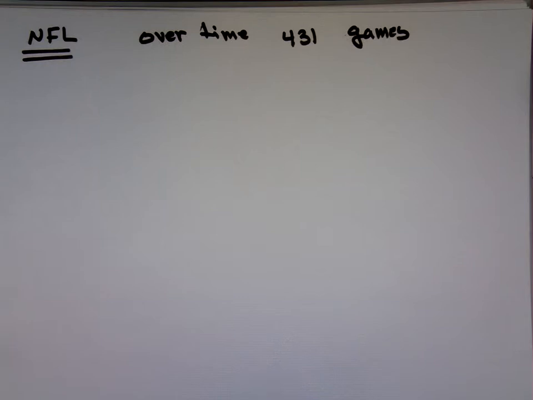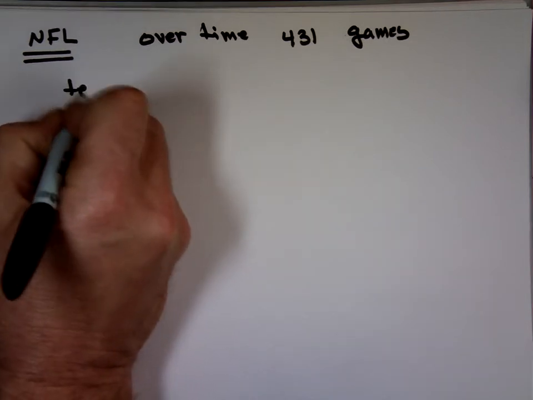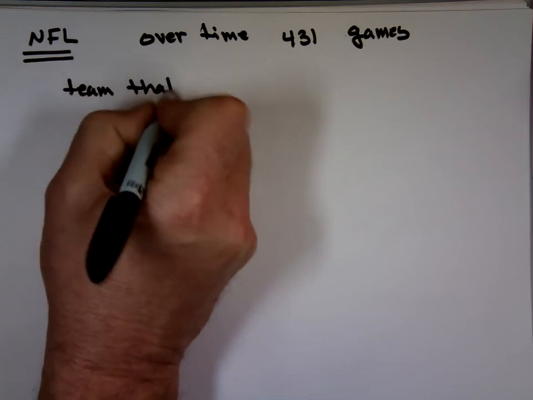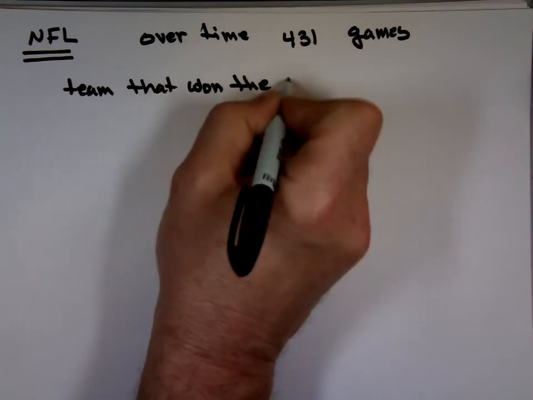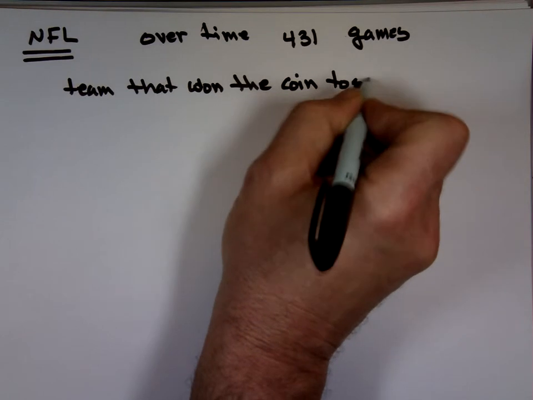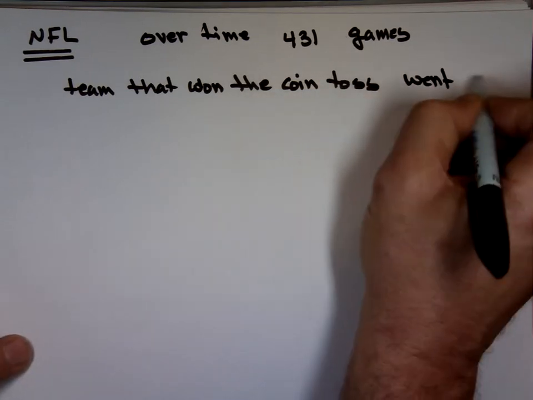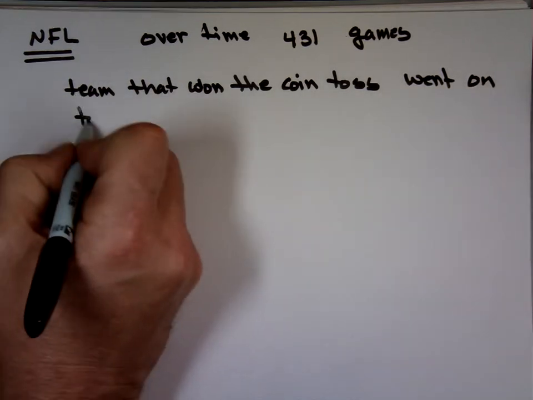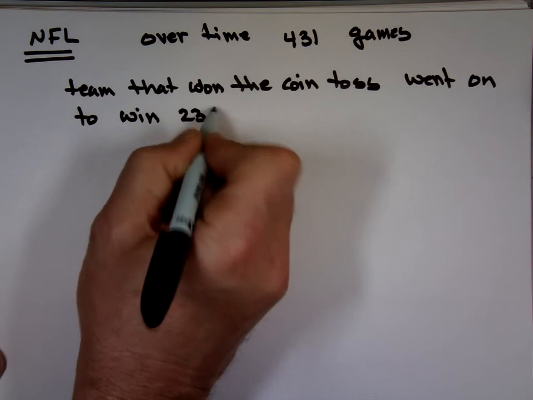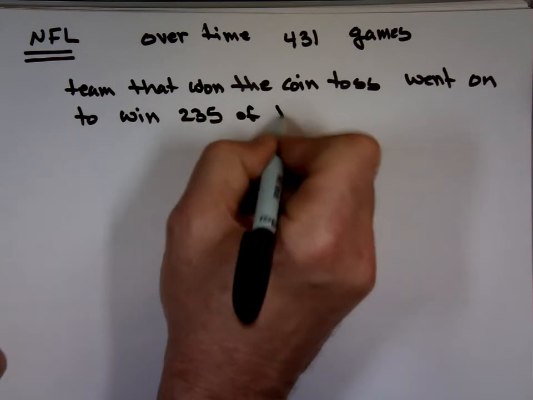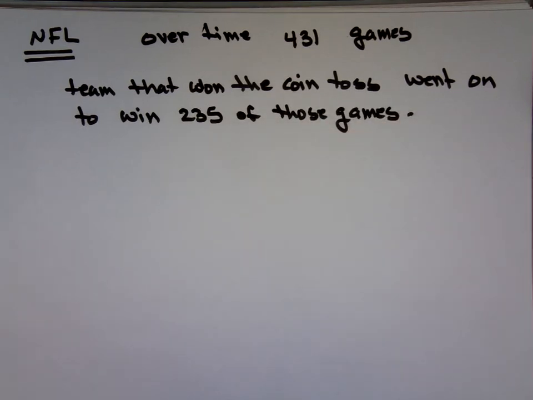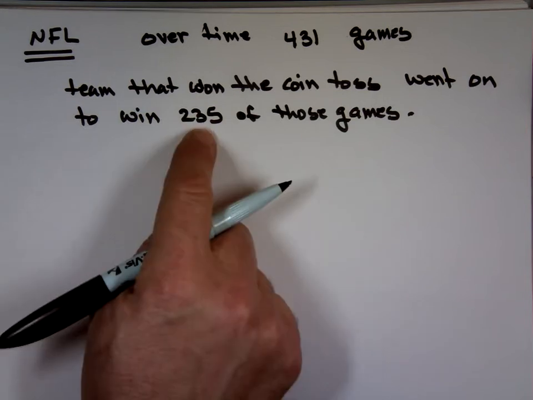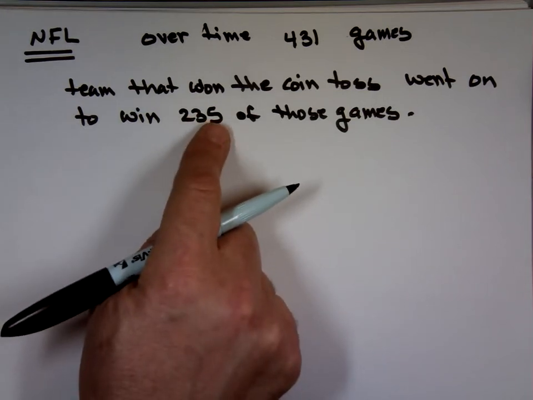That went to overtime. And here's what they noticed. The team that won the toss, that's a W here, it looks like OO, the coin toss, went on to win the game. 235 games. Now your chance of winning when you flip a coin is supposed to be 50-50. 235 teams that won the toss went on to win the game.